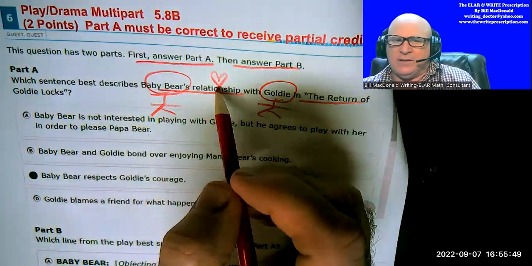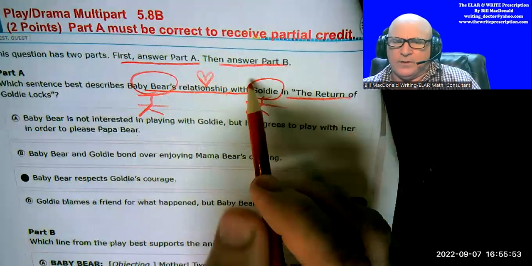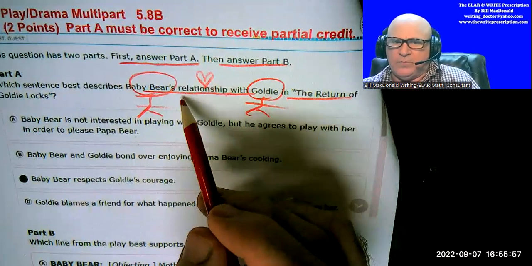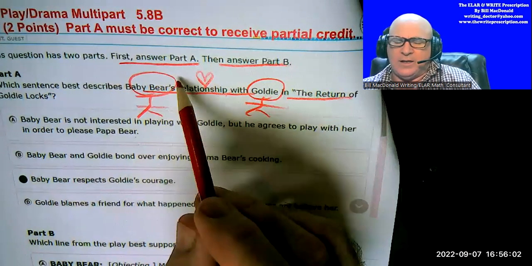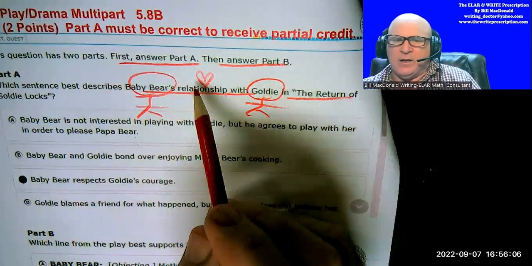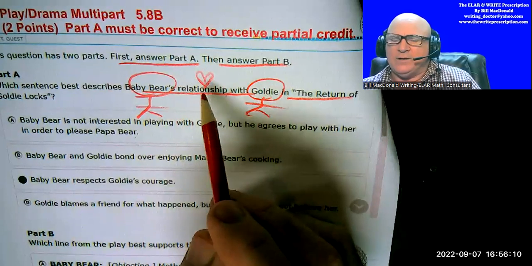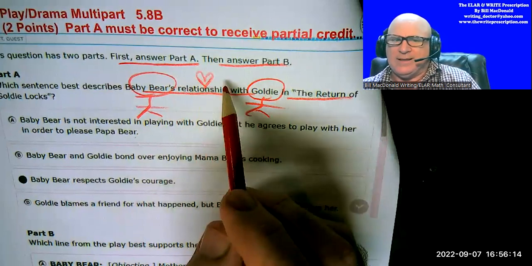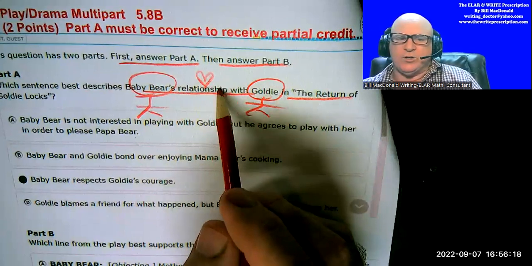And the thing that's very important to realize is that they don't ask about their relationship at the beginning, the middle, or the end. So as long as you can answer one of those questions correctly, what was their relationship at the beginning, the middle, or the end, as long as one of them is true, then we can choose that answer.